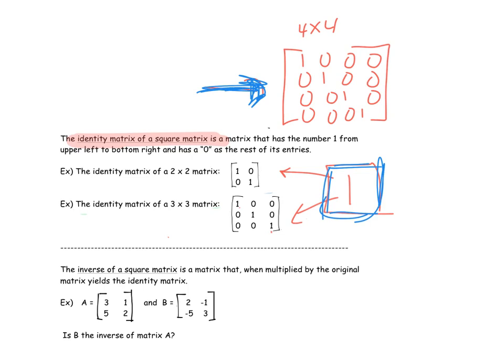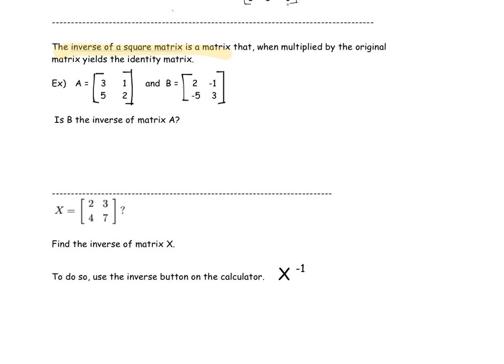Well, we're going to be using this identity matrix when we talk about our last definition, the inverse. Our last definition is called the inverse of a square matrix. And here's how this works. The inverse of a square matrix is a matrix that, when multiplied by the original matrix, yields the identity matrix. Now that, and I'm a math teacher, that's confusing. Let me explain how this works.